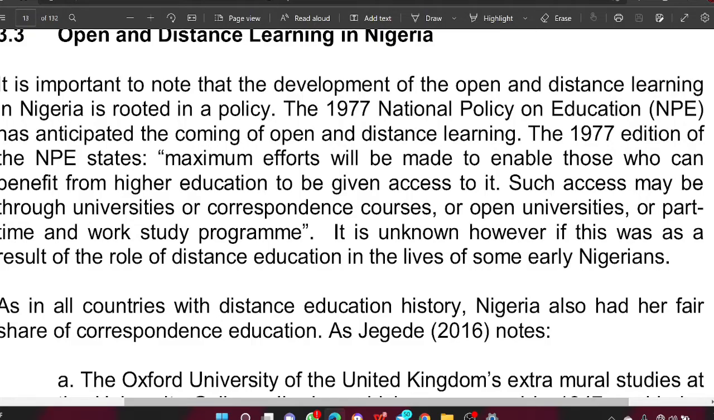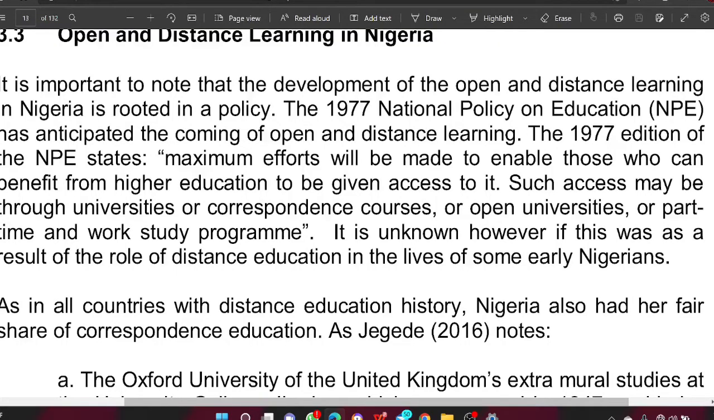The 1977 edition of the National Policy on Education states: maximum effort will be made to enable those who can benefit from higher education to be given access to it. Such access may be through universities or correspondence courses or open universities or part-time and work-study programs. It is unknown, however, if this was as a result of the role of distance education in the lives of many early Nigerians.